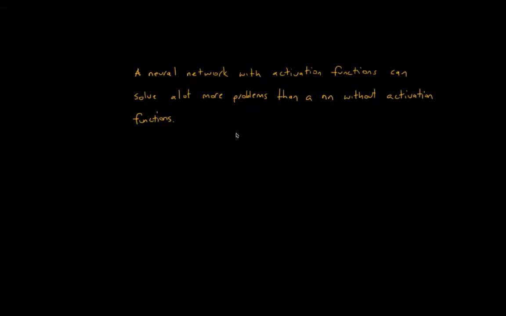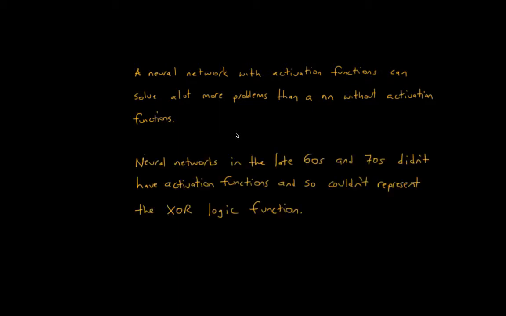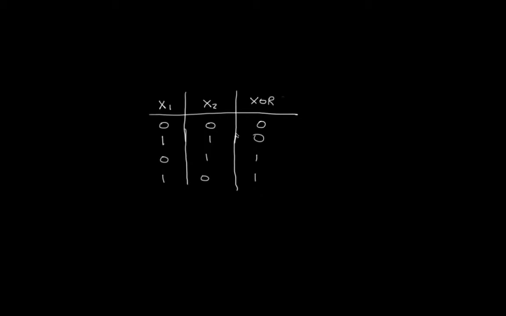So a neural network with activation functions can solve a lot more problems than a neural network that doesn't use activations. For example, a neural network with activation functions can solve the XOR problem, but a neural network without them can't. So let's look at the XOR logic function here that takes two arguments, x1 and x2. When x1 is 1 and x2 is 0, the function outputs a 1, or if x2 is 1 and x1 is 0, then the function outputs a 1. In other words, only one of the inputs can equal 1 if the output is to equal 1. So if x1 and x2 are both 0, or if they're both 1, then an output of 0 results.